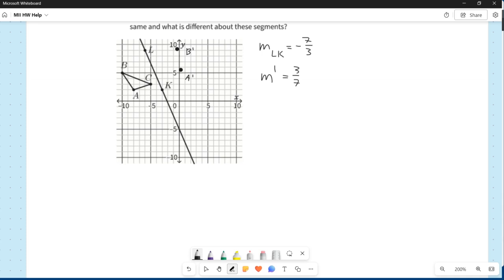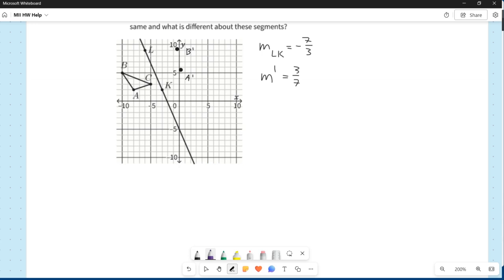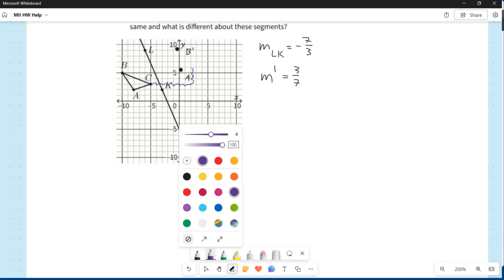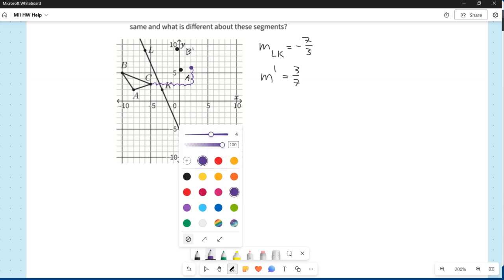All right, C. Again, from C, we are looking for a line with a slope of 3/7 from point C. So from C, I'll go over 1, 2, 3, 4, 5, 6, 7, up 3, 1, 2, 3. And so we are looking for a line that goes through that point. So we're looking for that line.